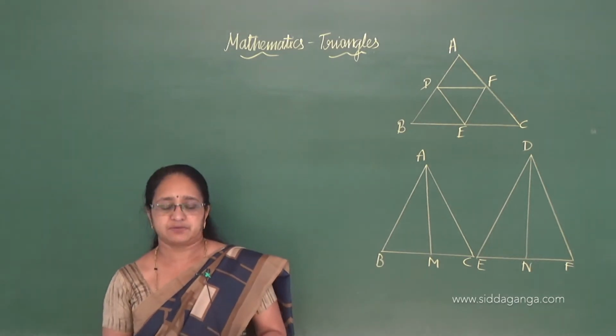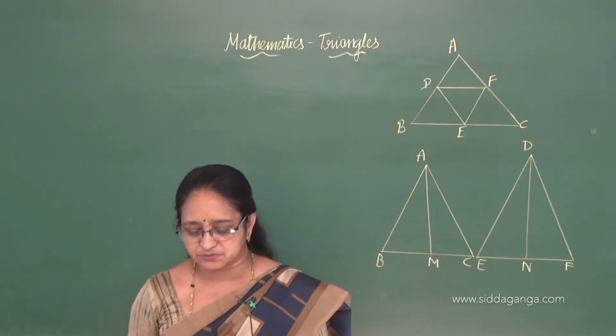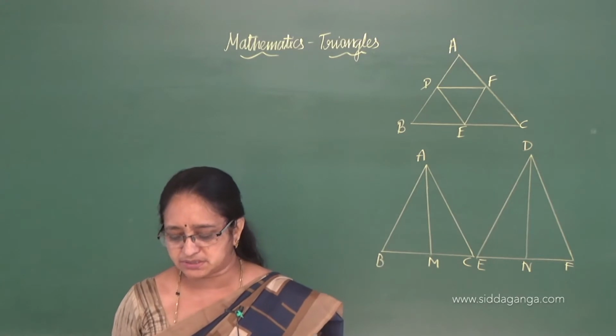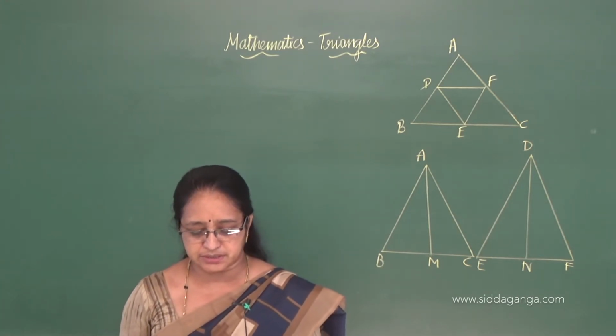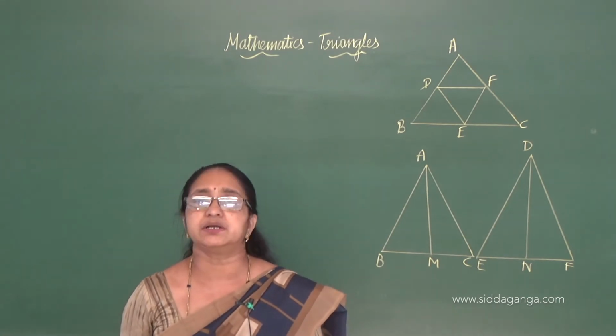So first I will read the question. D, E, F are respectively the midpoints of the sides AB, BC and CA of the triangle ABC. Find the ratio of the areas of the triangle DEF and triangle ABC.